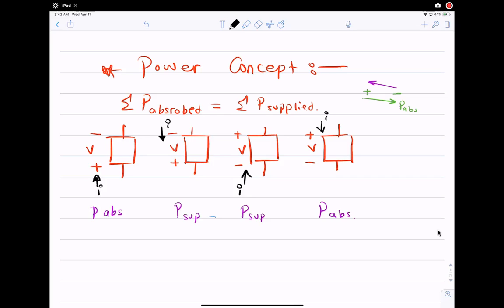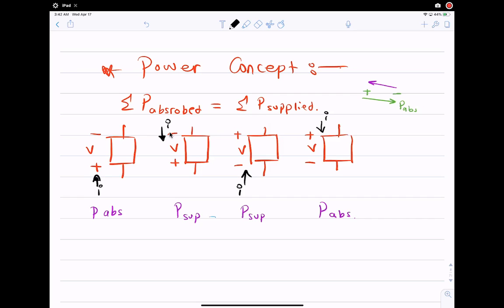Hello everyone, I'm going to be talking about the power concept. This is a light video, it will not exceed a couple of minutes. Now, what are the two types of power? A power might be absorbed or supplied.